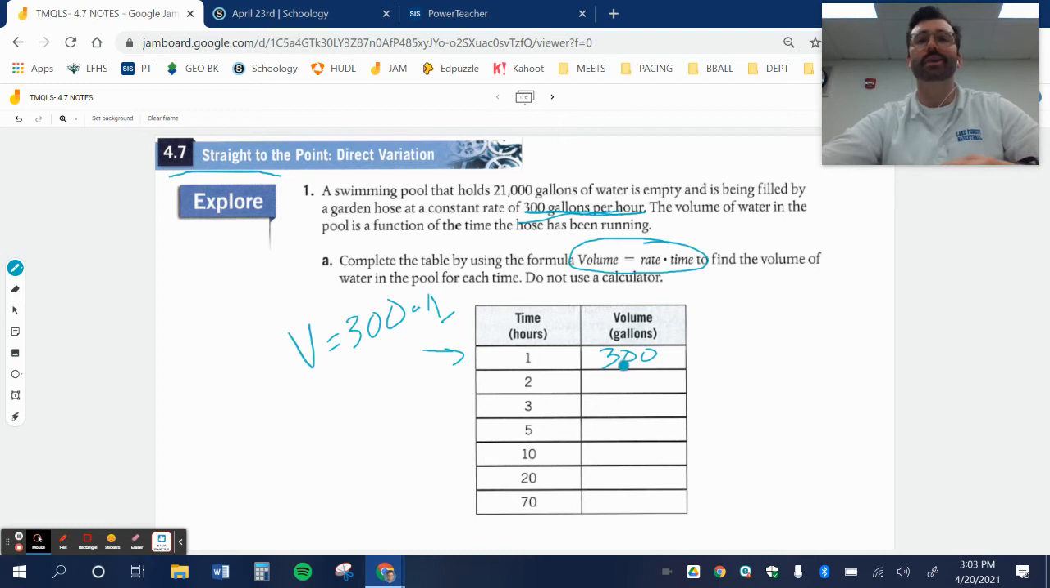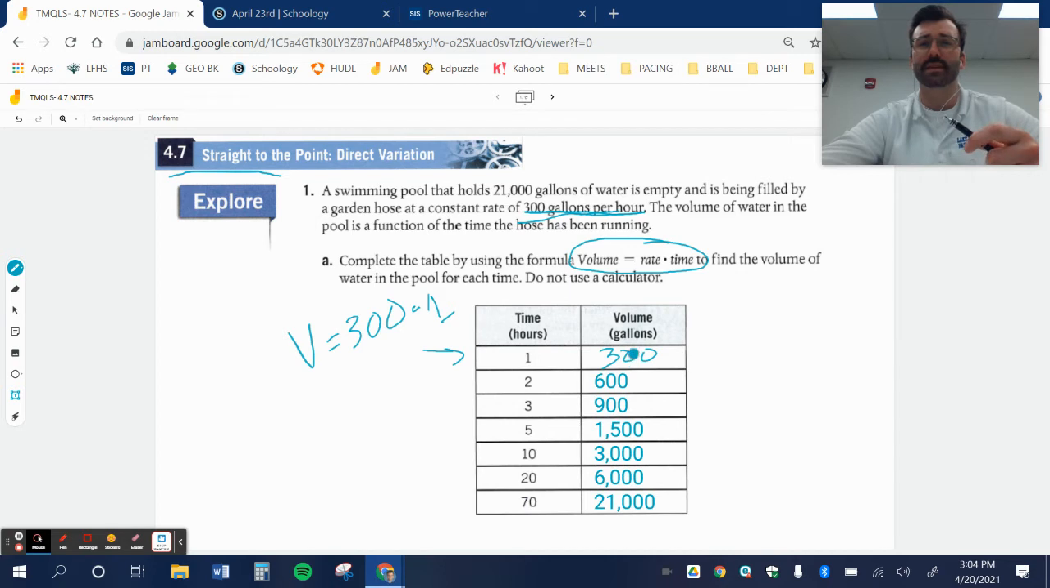I'd like you to pause and fill out the rest of this table. Go ahead. All right, and there we go. This is what I got. Be careful. Some of us jump from 3 to 5, so we skip 4 hours. Be careful when you make your calculations. We jump from 5 to 10, 10 to 20.